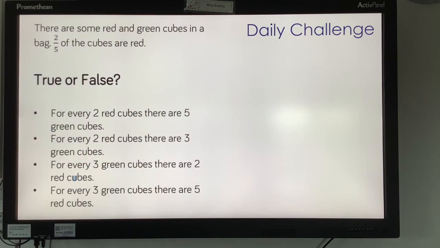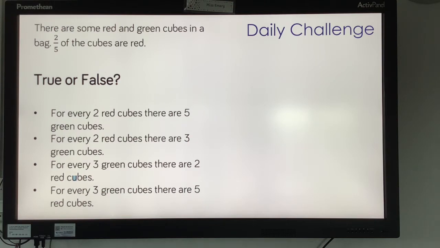Then you've got, there are some red and green cubes in a bag. 2/5 of the cubes are red. True or false? For every 2 red cubes, there are 5 green cubes. For every 2 red cubes, there are 3 green cubes. For every 3 green cubes, there are 2 red cubes. And for every 3 green cubes, there are 5 red cubes.